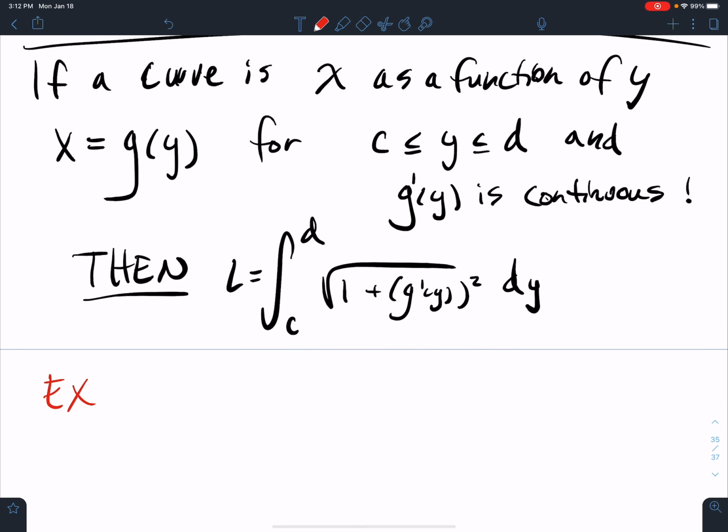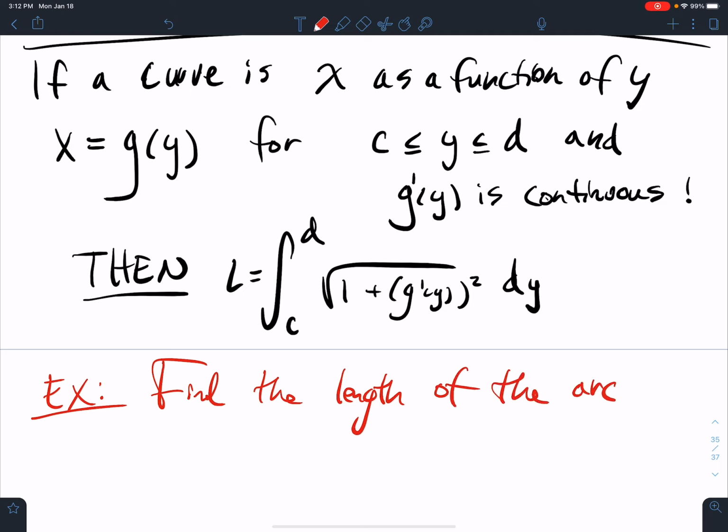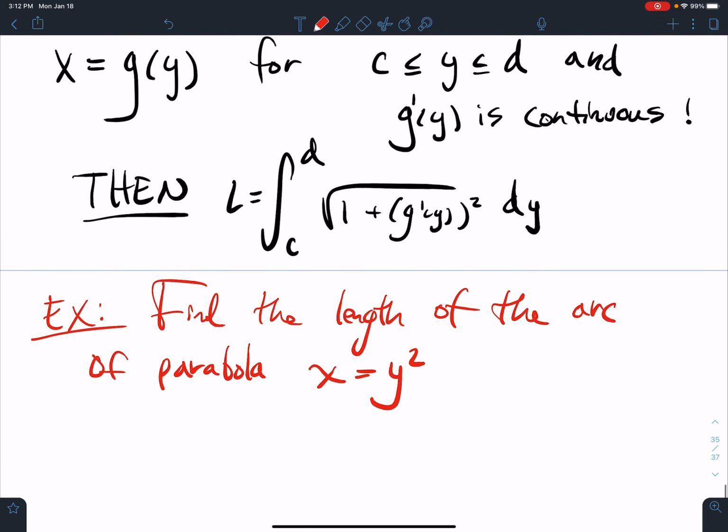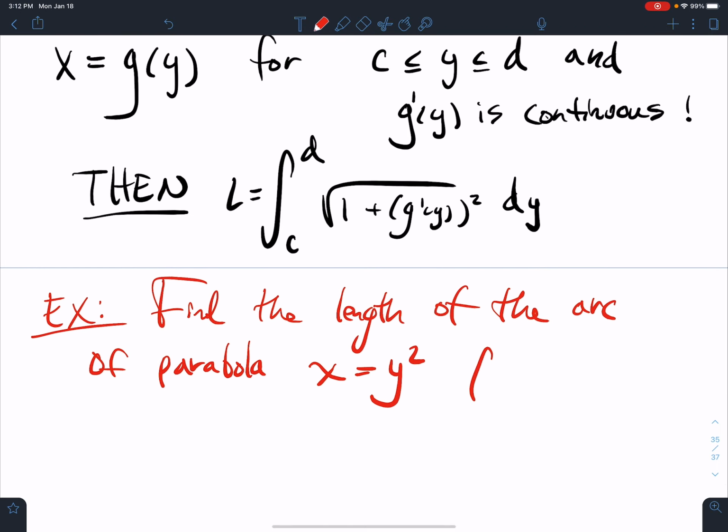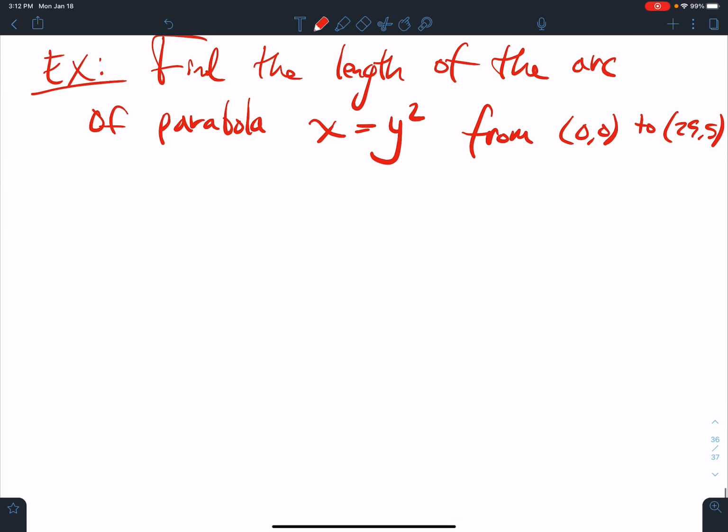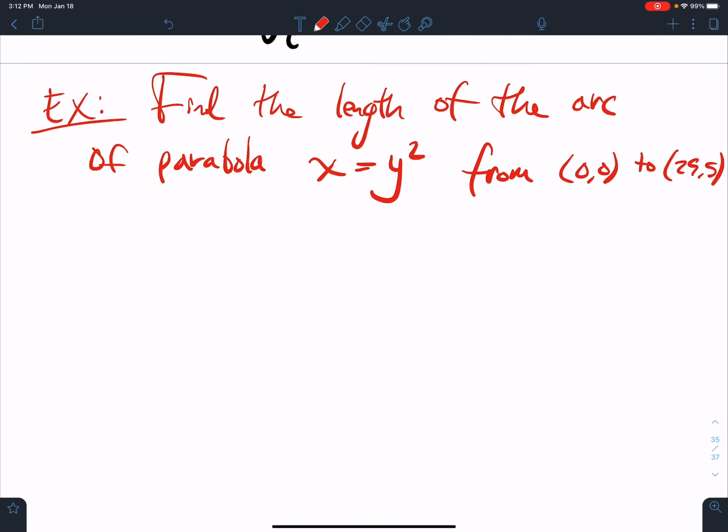So I want to find the length of the arc of the parabola x equals y squared from (0, 0) to (25, 5). Okay? So I want to find this length.